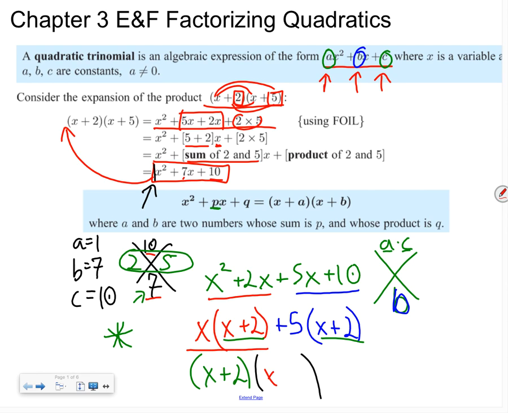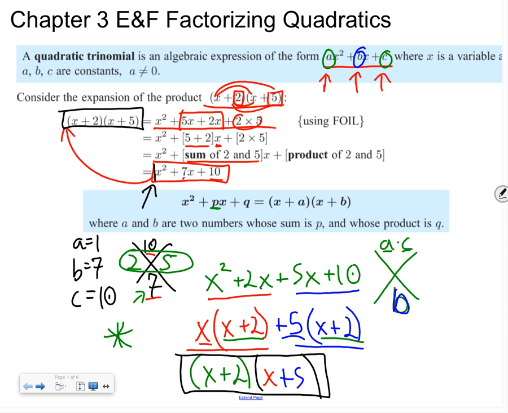Well, that's times an x from there. x plus 2 times what is this term? Okay, well, I have a plus 5 there. And notice, there are the factors that we started out with.